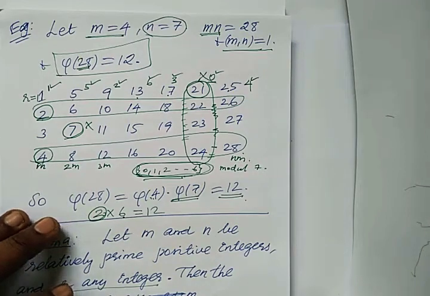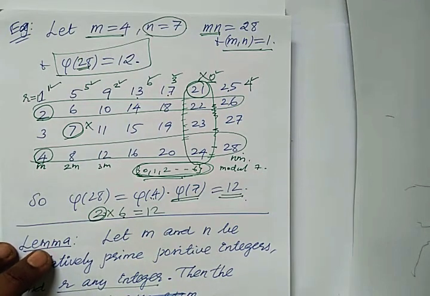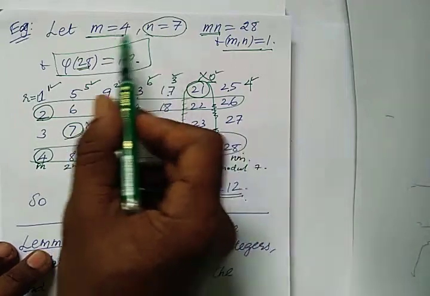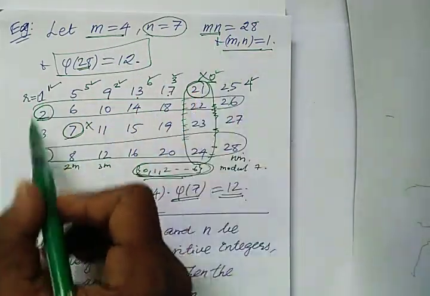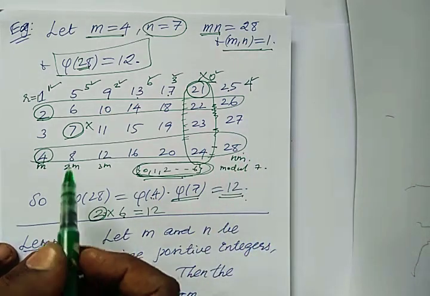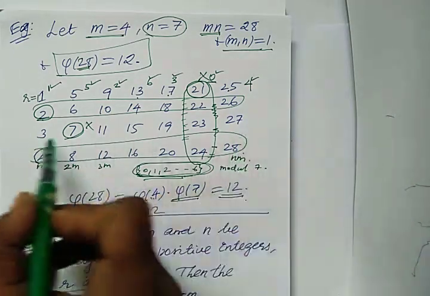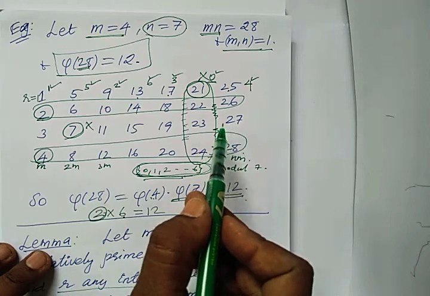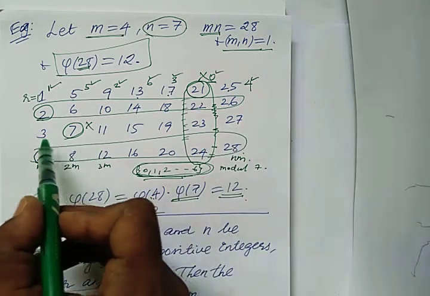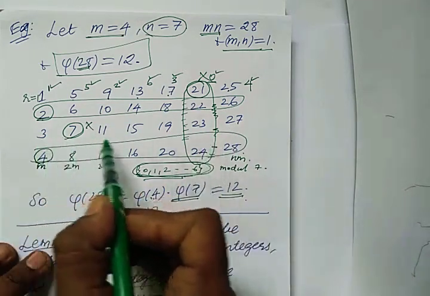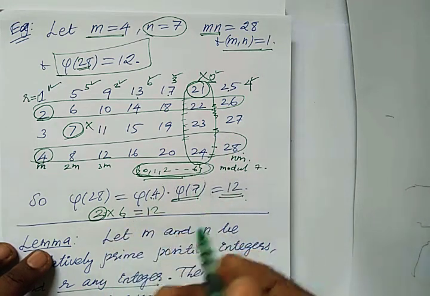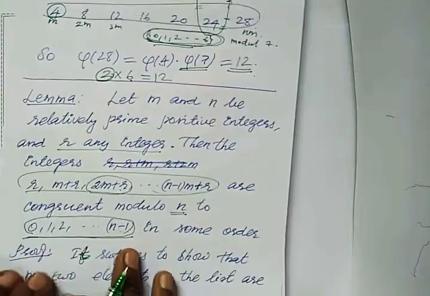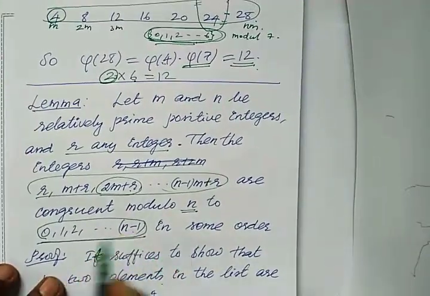Dear students, in the last video we saw that if m and n are relatively prime and if the numbers 1 to mn are written like this, then if you take each row modulo n, you will get distinct remainders from 0 to n minus 1. You will get all the remainders. This was the lemma that we have seen.